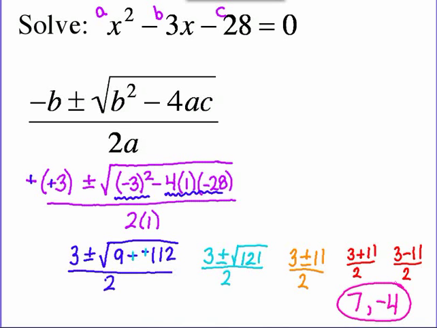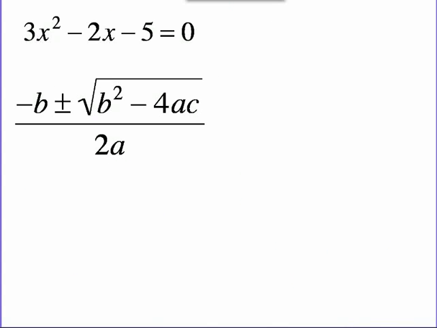So that one was fairly easy because it worked out nice and neat, but we're going to look at some ones that don't work out as nice and neat. Okay, we've got 2 more we're going to look at today. So 3x squared minus 2x minus 5 equals 0.